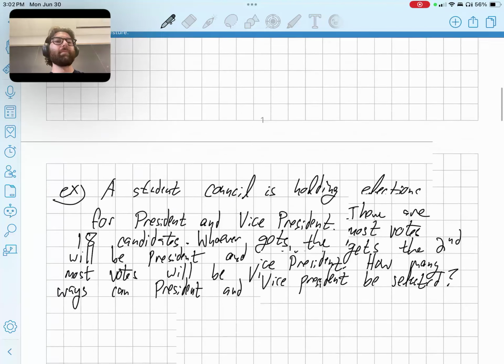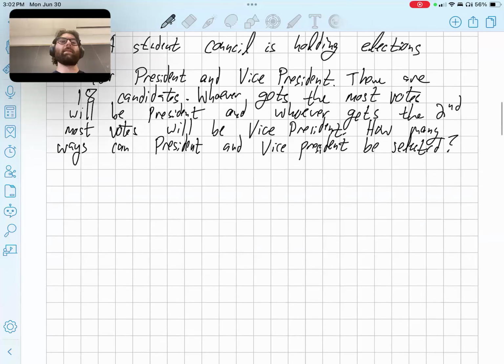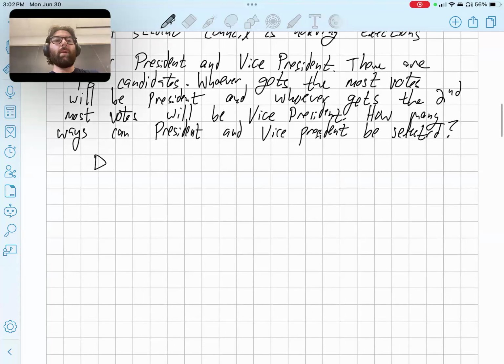Okay. So now, student council is holding elections for president and vice president. There are 18 candidates. Whoever gets the most votes will be the president, and whoever gets the second most votes will be vice president. How many ways can president and vice president be selected? So we ask our question. Does order matter?